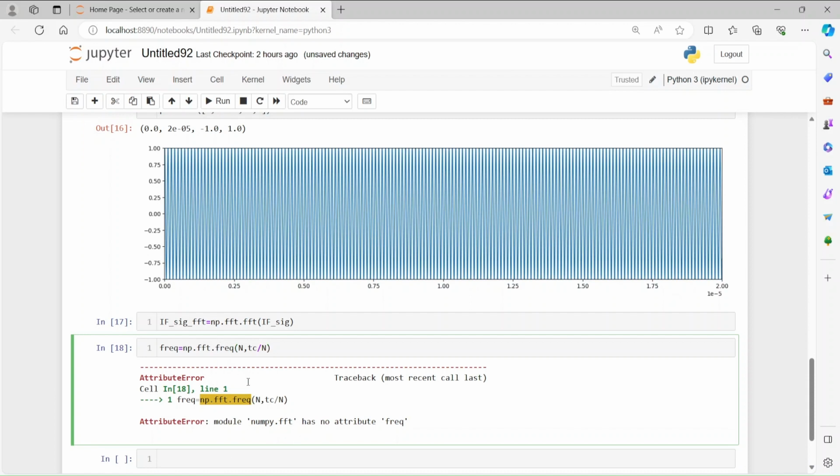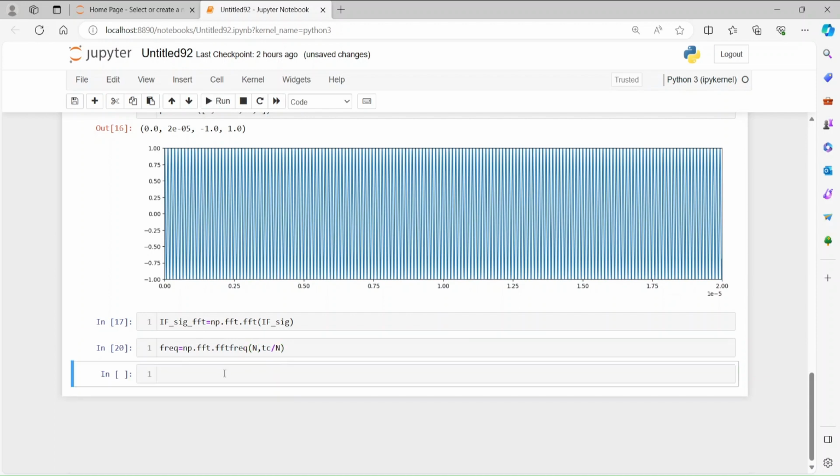I think I have to put another FFT here, and then it should work. Let me write it down again: np.fft.fftfreq right here. Okay, this should work now.